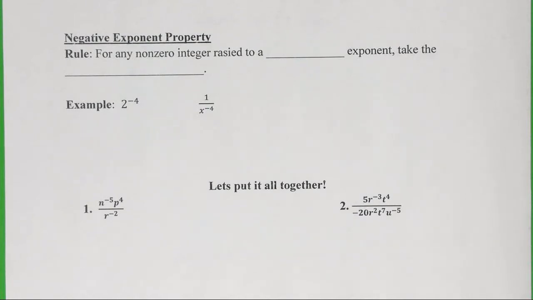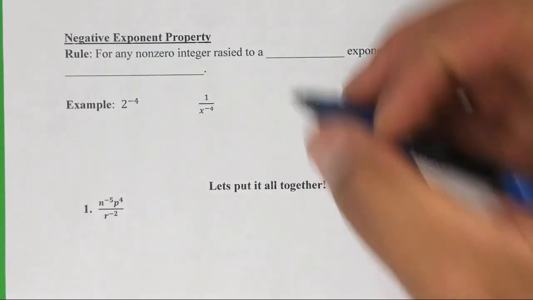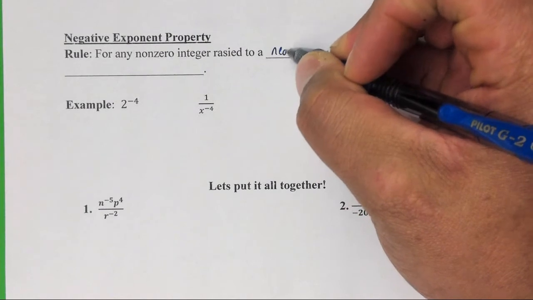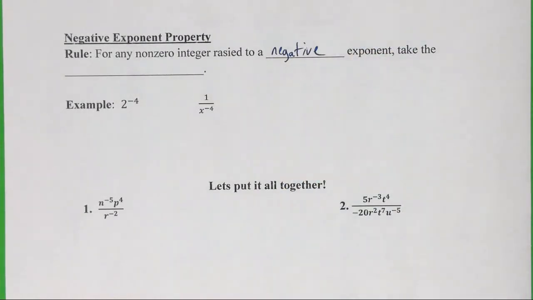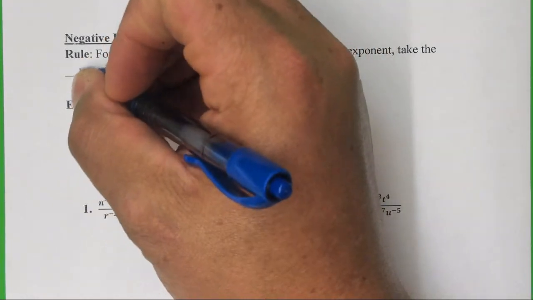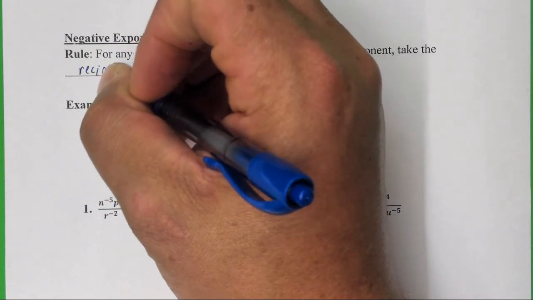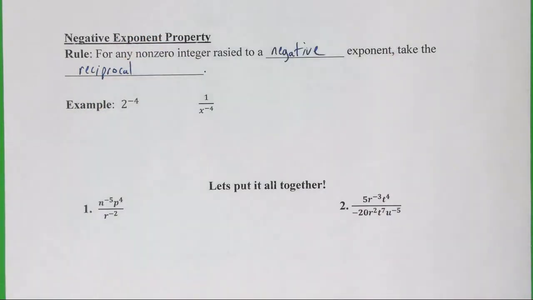So, last rule, the negative exponent property for any non-zero integer. So this works for anything other than 0 as a base. For any non-zero integer raised to a negative exponent, take the reciprocal. That's reciprocal, for those of you who still like to sound your words out, such as myself.